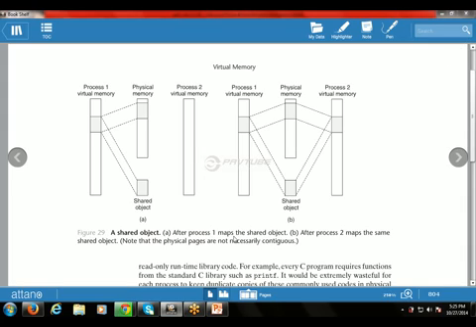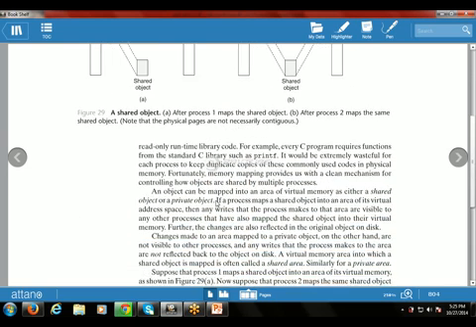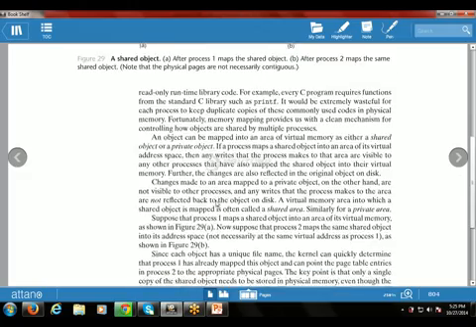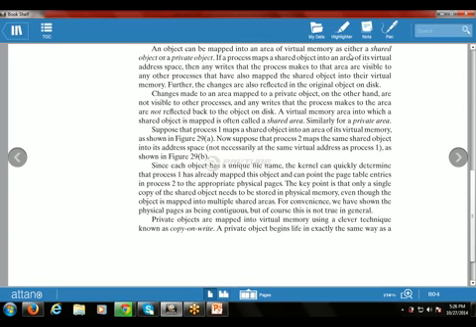This is the state after process 1 maps the shared object, and after process 2 maps the shared object. Note that the physical pages are not necessarily contiguous. Now let's see this with the help of the PPTs.